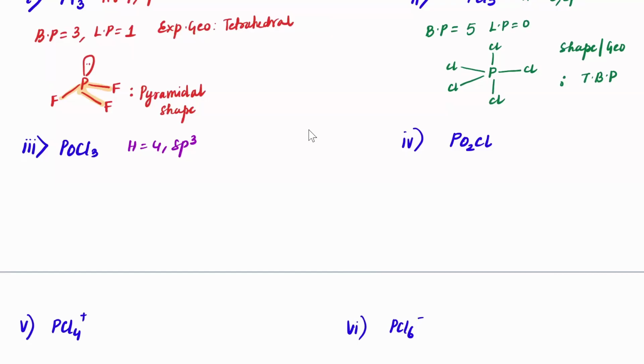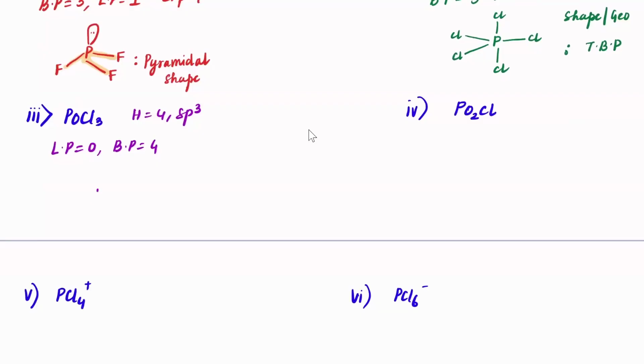So are there any lone pairs, beta? No lone pairs. No, 4 bond pairs. So lone pairs 0, bond pairs 4, right? So phosphorus has a double bond to O, and chlorine, chlorine, and chlorine. Because it is maintaining its no lone pair status, geometry and shape would be the same, and that will be tetrahedral.